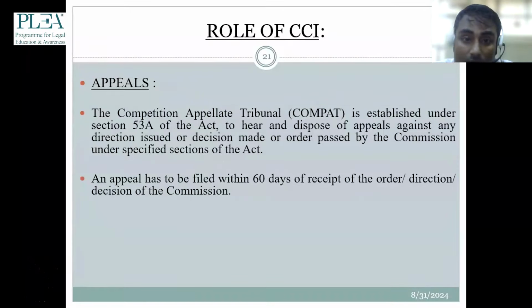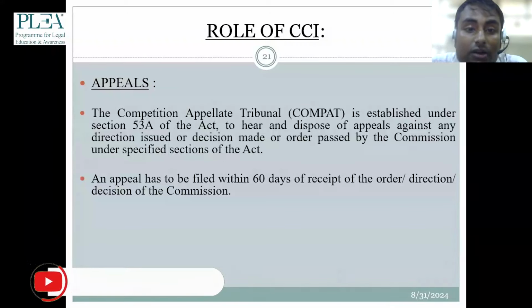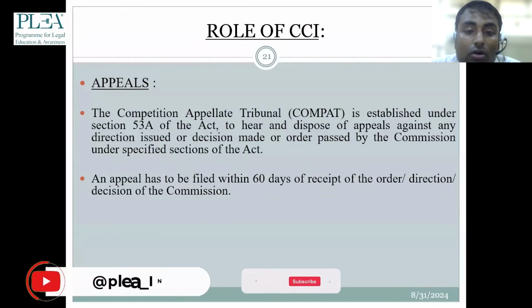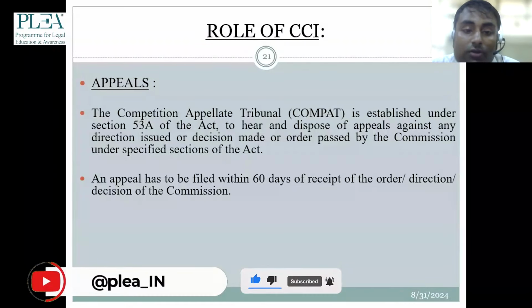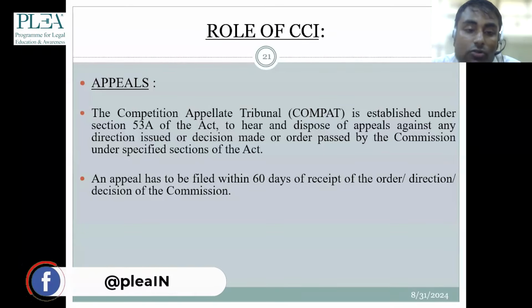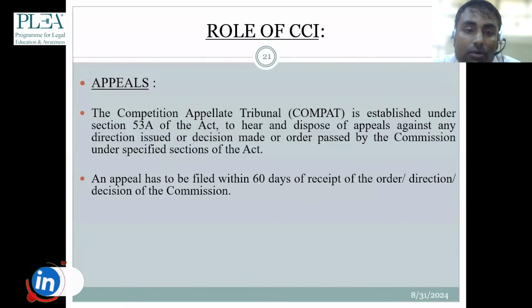In the Competition Commission of India's role, appeals also play a big role, because appeal is a fundamental right. We know the right to appeal. The Competition Appellate Tribunal, or COMPAT, is established under section 53A of the Act to hear and dispose of appeals against any direction issued, decision made or order passed by the Commission under specified sections of the Act. An appeal has to be filed within 60 days of receipt of the order or direction. So this is the limitation period that has been mentioned in case of an order, direction or decision of the Commission. That is the role of the Competition Commission of India.